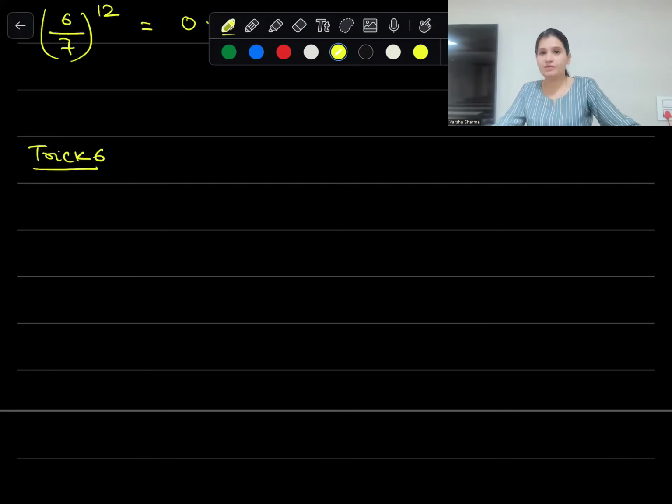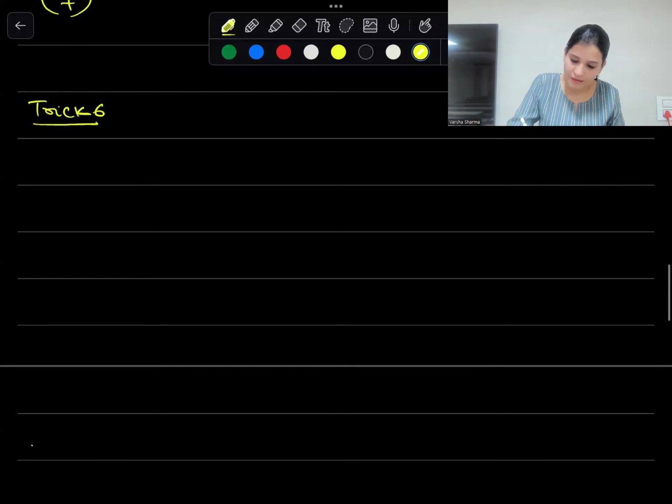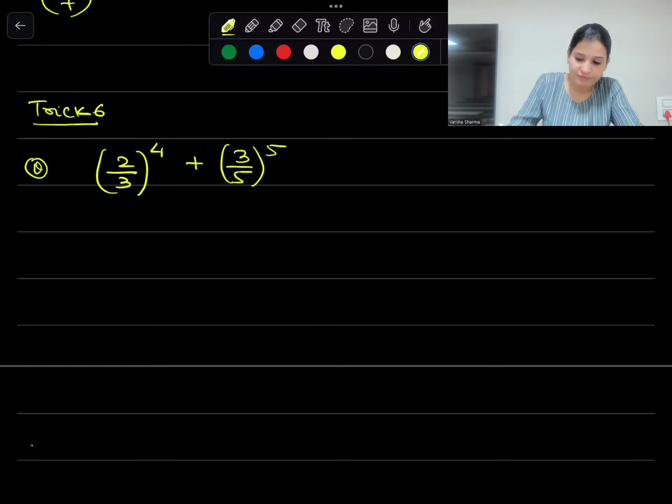Now I'm going to combine everything. Suppose I want to do a sum where it is 2 upon 3 raised to the power 4 plus 3 upon 5 raised to the power 5. What do we normally do? Even by the calculator trick, I'll find (2/3) to the power 4, write the answer, then find (3/5) to the power 5, write the answer, and then clean my calculator and add both of them.